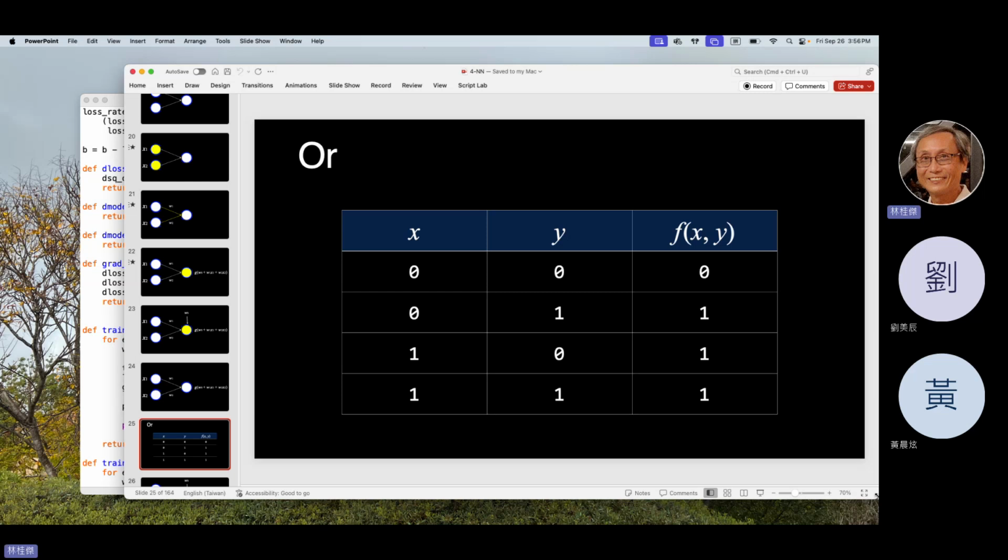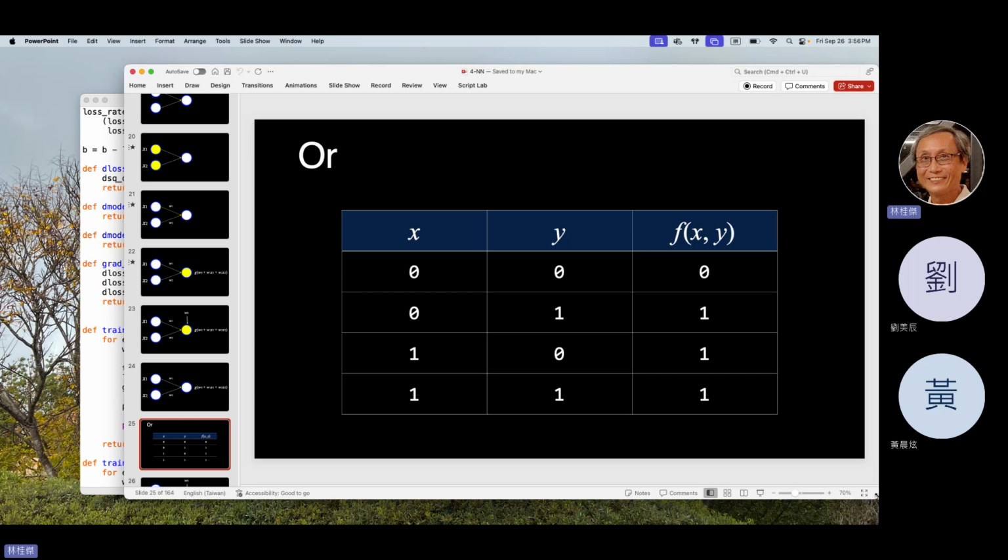Okay, OR function. So we have x1, x2, and we want the output to be this. The OR, of course, is that when you have two zeros, two false, your output is false. But if you have one of them to be one or true, then the output is supposed to be one. So if you have something like this, how do you build a neural network to produce the output?